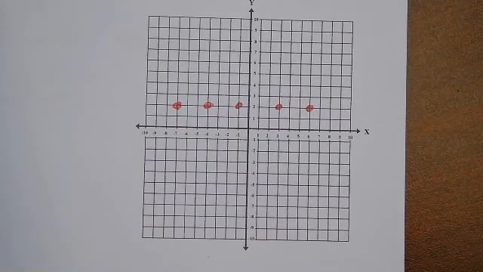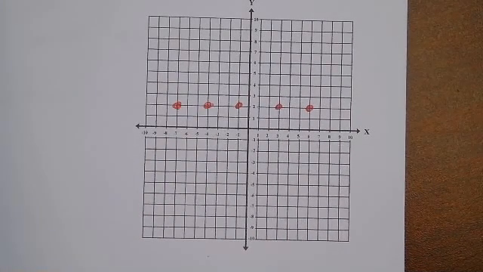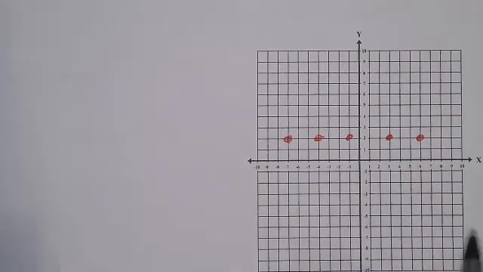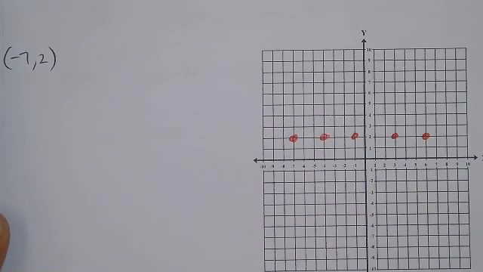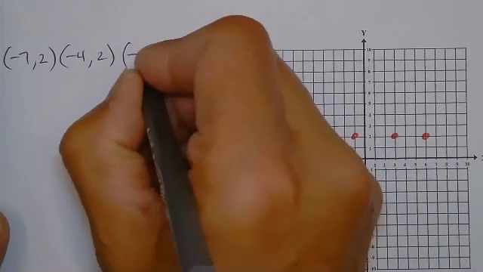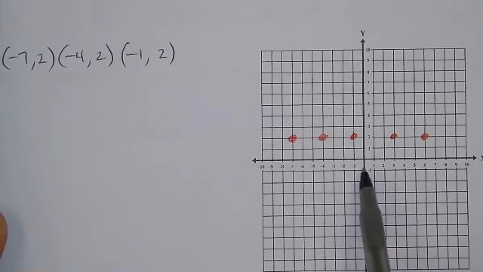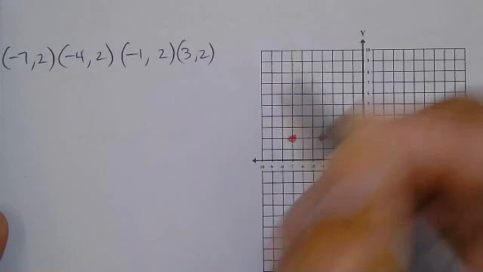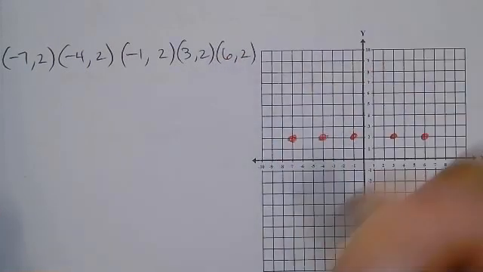But right now we're not looking at them as coordinates, right? I can write this as coordinates. I can write this as a table. I can write this as a mapping, right? You know what? Let's write it as coordinates. Everybody agree this is -7, 2, -4, 2, -1, 2. What was the other one? Oh, 3, 2. And 6, 2.